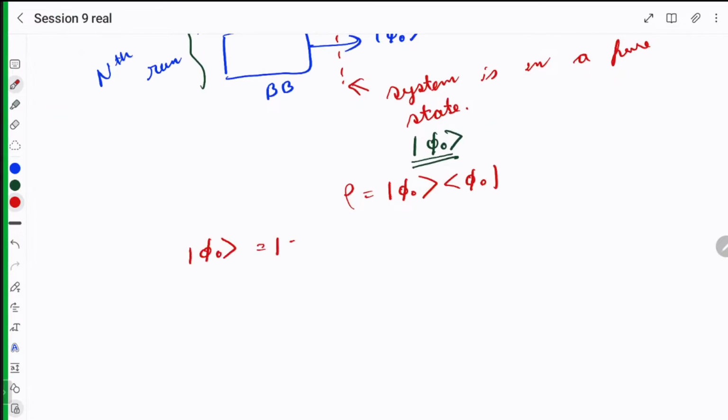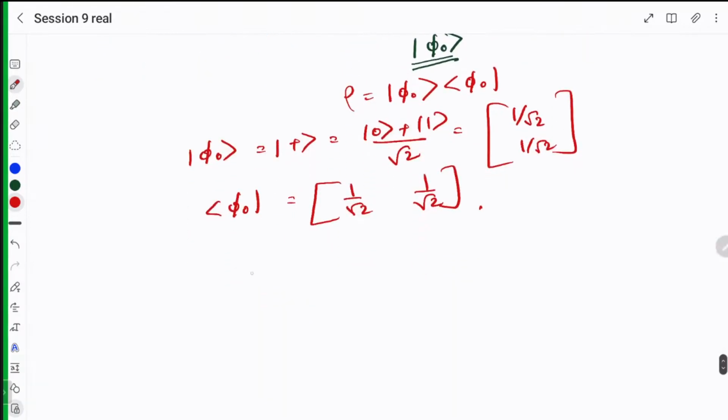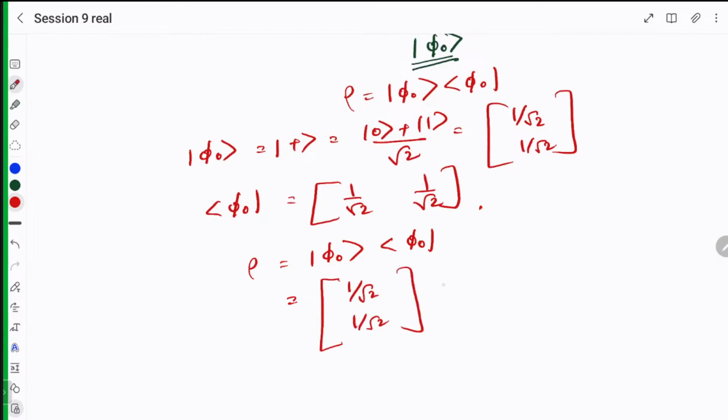So let's say phi naught is ket plus, so basically ket 0 plus ket 1 by root 2. In the matrix column vector form, it would be 1 by root 2, 1 by root 2. And the row vector would be 1 by root 2, 1 by root 2, so simply the transpose, because the conjugate does not change anything. If you find the row vector like this, now we take the outer product. So basically 1 by root 2, 1 by root 2, and 1 by root 2, 1 by root 2.